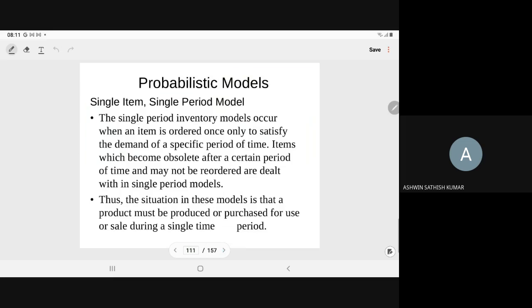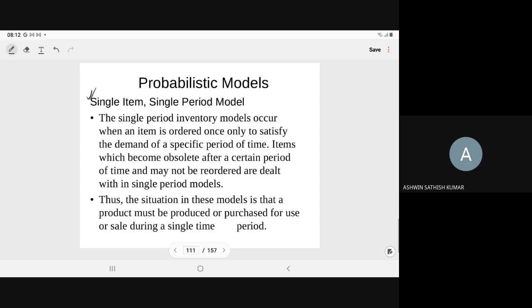Now, the last two models are the probabilistic models. Till now we have studied the deterministic model, meaning demand is constant. Now demand is probabilistic in nature. Here we have a special case, a single item, single period model. You know the meaning of single item when we are dealing with a single item. The new term is the single period model. It is the short period model, the model in which you cannot reorder.